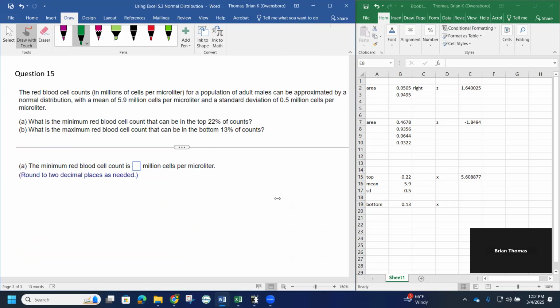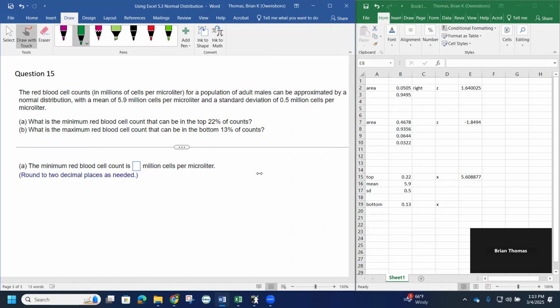So the next question is kind of a word problem. The red blood cell counts, in millions of cells per microliter, for a population of male adults can be approximated by a normal distribution with a mean of 5.9 million cells per microliter and a standard deviation of 0.5 cells per microliter. What's the maximum red blood cell count that can be in the top 22% of the counts?